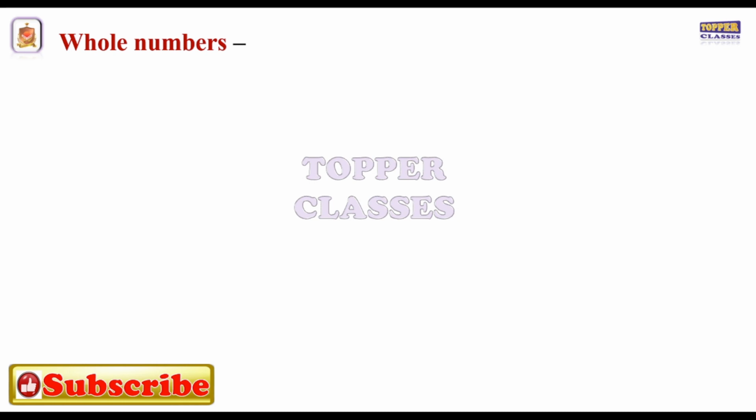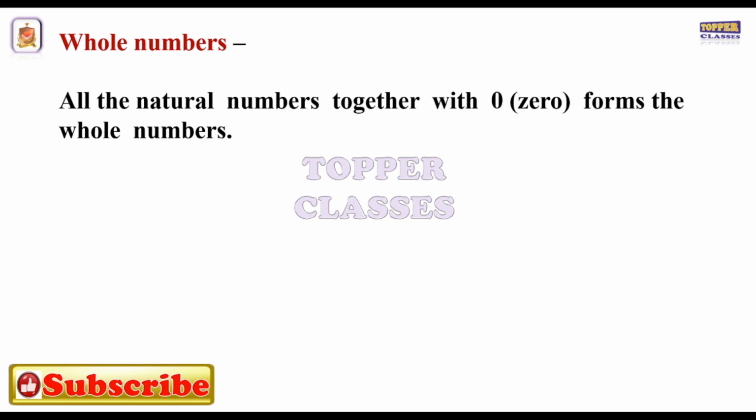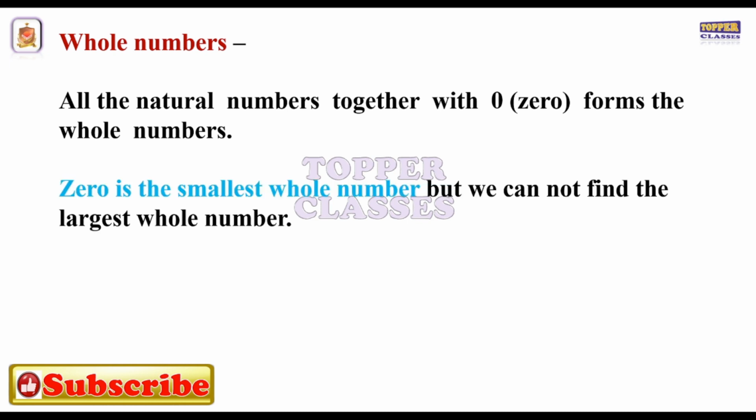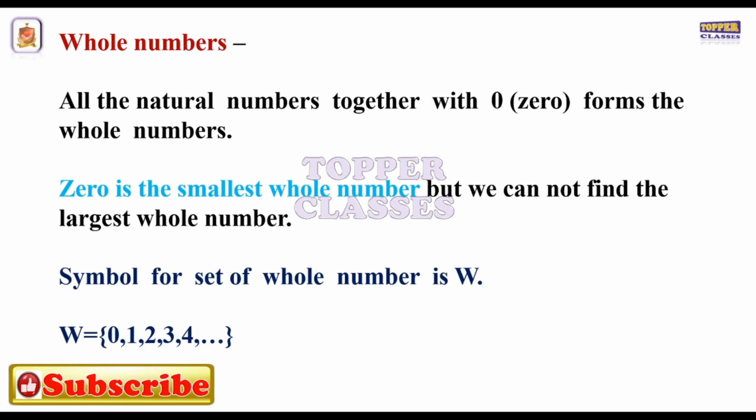Whole numbers. All the natural numbers together with 0 form the whole numbers. Remember, 0 is the smallest whole number, but we cannot find the largest whole number. Symbol for set of whole numbers is capital W.